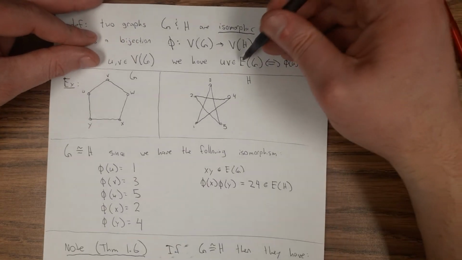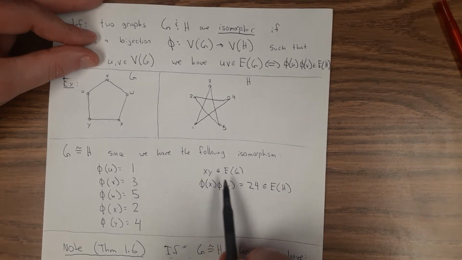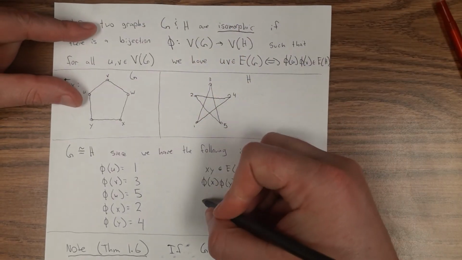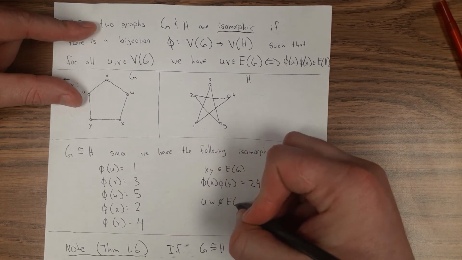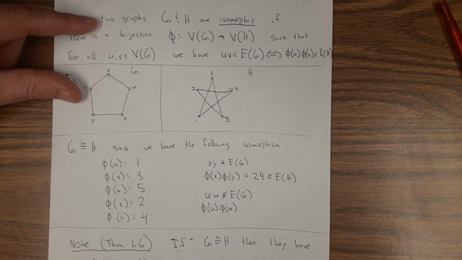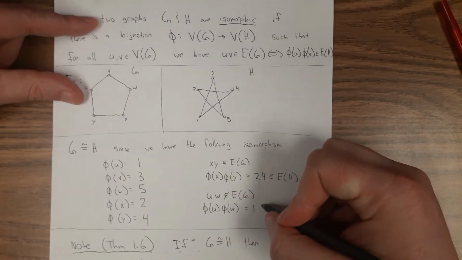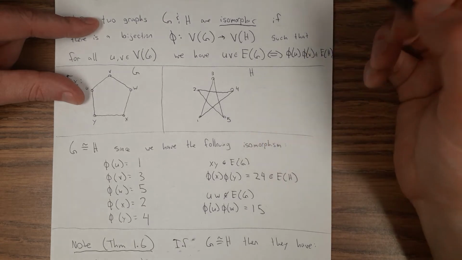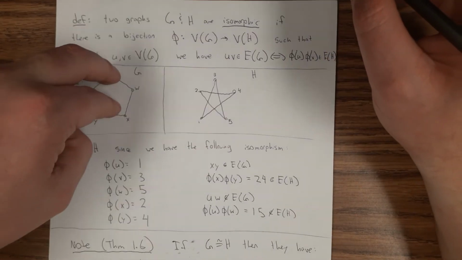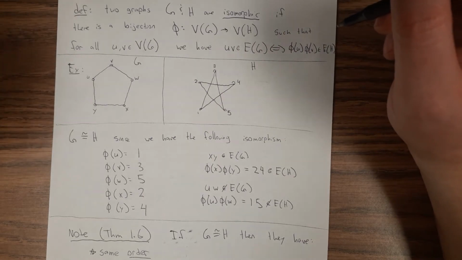And why don't we check another thing, because really this is supposed to be if and only if. So two vertices are adjacent in G if and only if their images are adjacent in H. We just checked two vertices that were adjacent in G. Why don't we check two vertices that are not adjacent in G, like say U and W. UW is not an edge of G. So if I do phi of U, phi of W, that should not be adjacent in H. So phi of U is 1, phi of W is 5, and sure enough, 1 and 5 are not adjacent in H. So I didn't check every edge, and I didn't check everything that isn't an edge, but I checked one edge and I checked one non-edge. But this is an isomorphism.